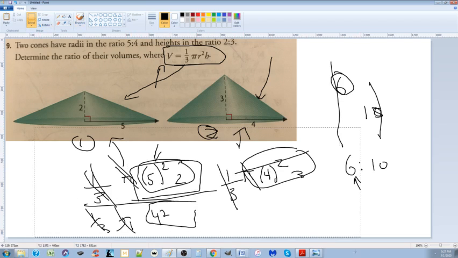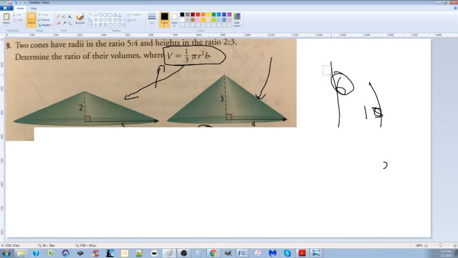Let me get rid of the mess. And we're going to go back to the formula. And instead of writing the full formula, we're going to skip the 1/3, we're going to skip the pi. And we're just going to use what we need. So what's the ratio of this one? We got a 5, so it's 5 squared times the height.